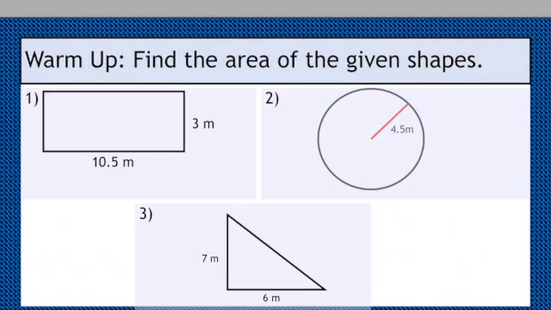Good morning, everybody. I wanted to start this lesson off with a quick little warm-up on finding the area of the given shapes. I think this is going to help us a little bit as we go into our next lesson, which is going to be finding the volume of shapes. All right, so let's go ahead and start off with number one.